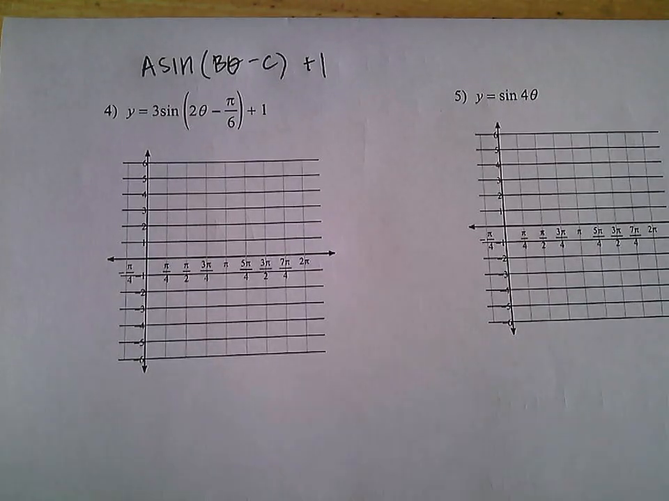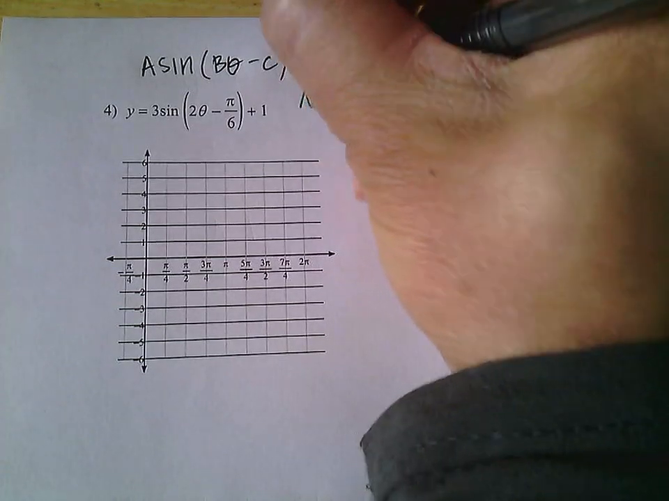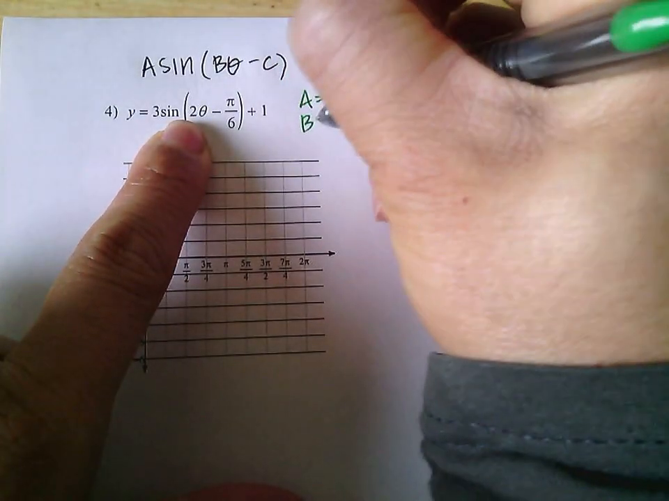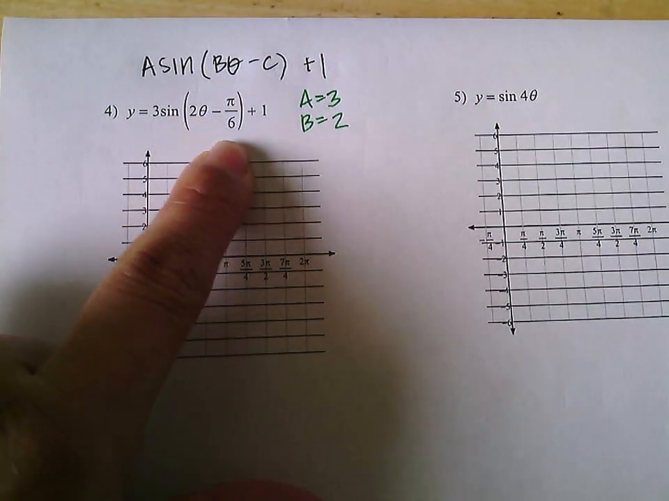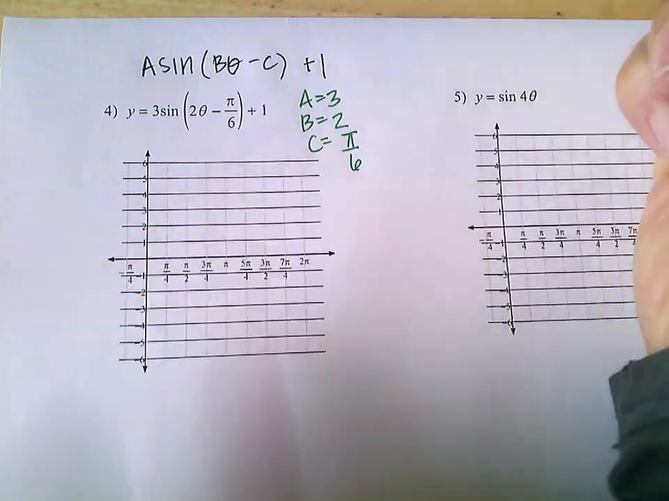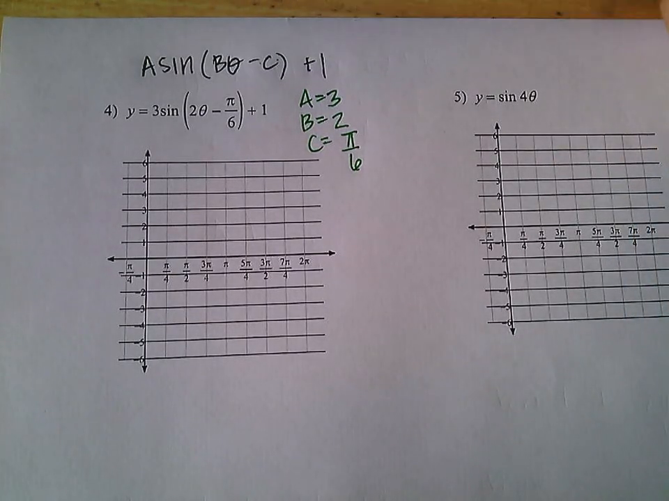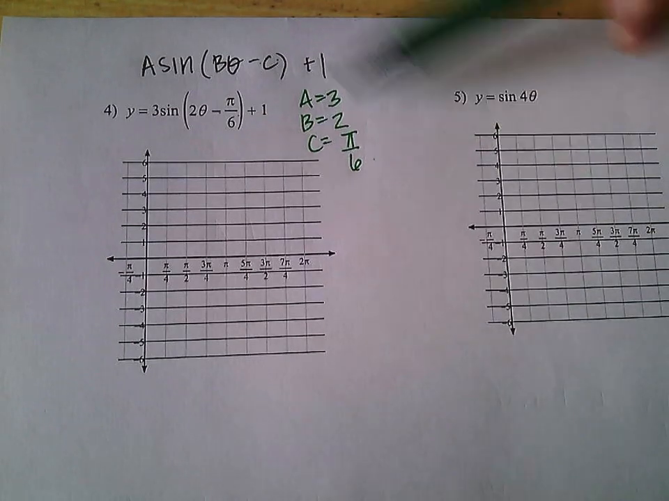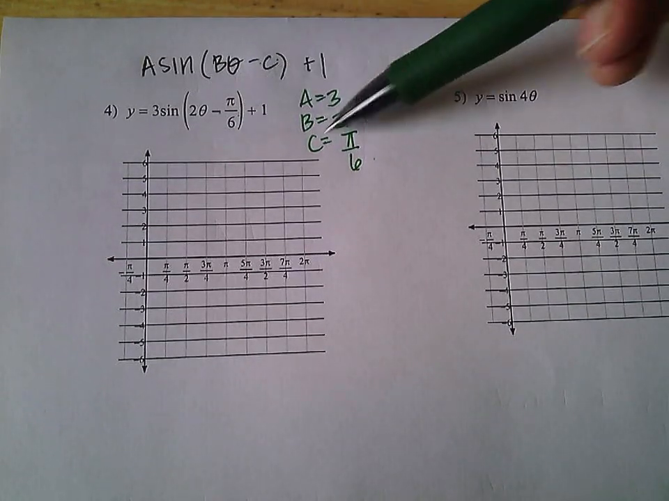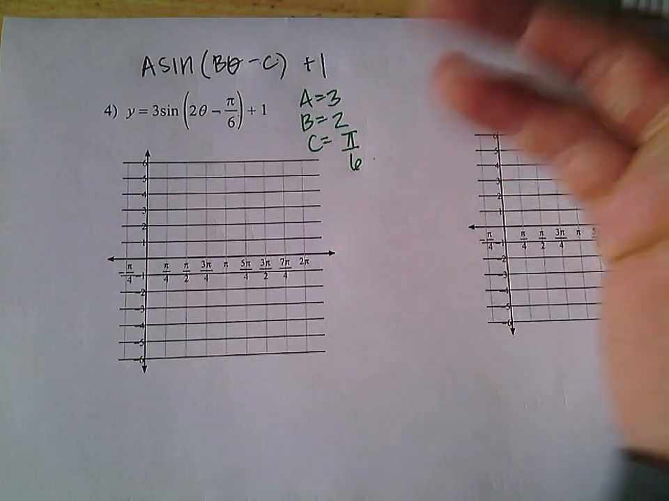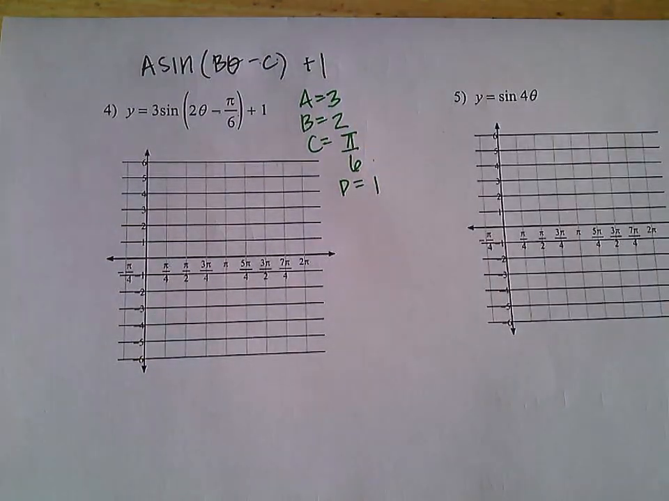So I see that A equals 3, B equals 2, C equals pi over 6. Remember, in the original, it's minus C. So if there's a minus, your C value is going to stay positive. But let's say if it was plus pi over 6, your C value would then be negative. And your D value here is positive 1.